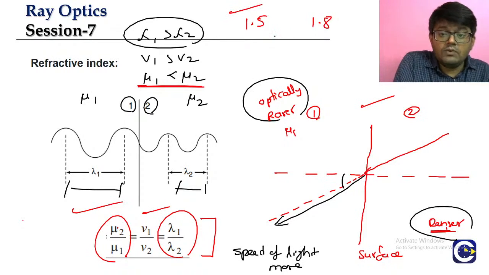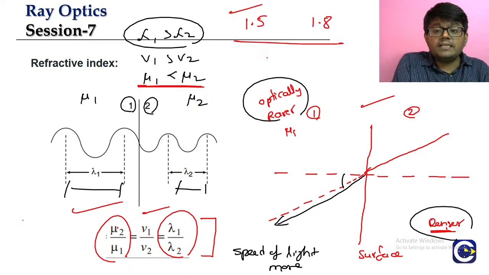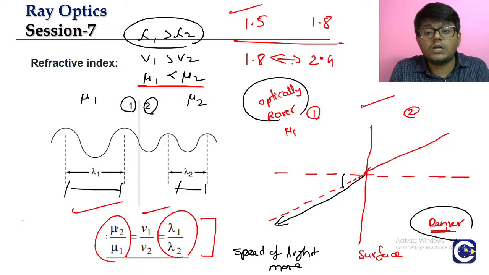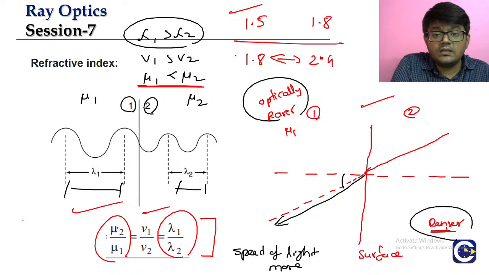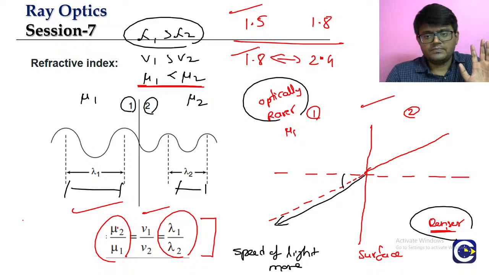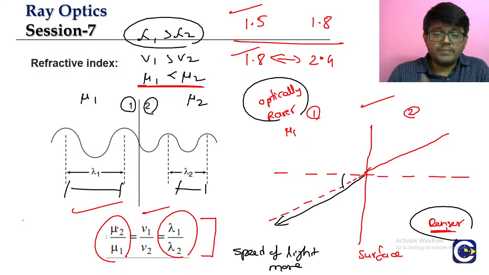I'll give you one more example. There is a medium with refractive index 1.8 and another medium with refractive index 2.4. When you compare these two, which is the rarer? 1.8 is the rarer. So denser and rarer are always comparative terms. But if you take air or vacuum or free space compared to anything, that is always the rarer medium. So this is about the idea of the refractive index.